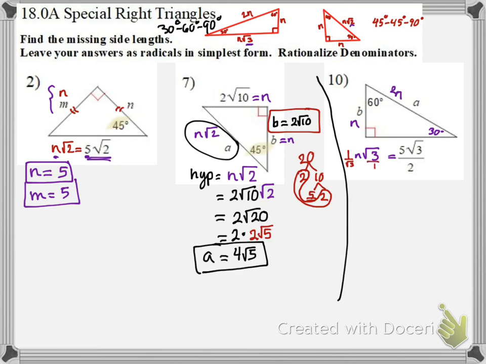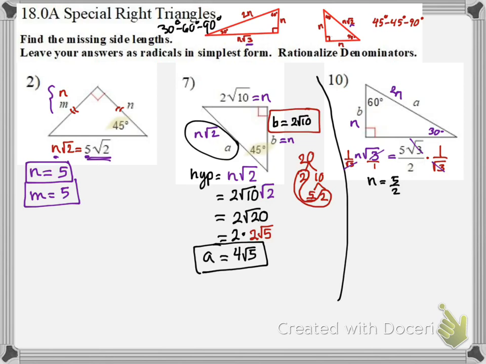Basically, reciprocal. Multiply by the reciprocal instead of dividing. So over here I'm going to multiply by 1 over root 3. That means I've got a root 3 here and a root 3 here that I can get rid of. I've got a root 3 here and here that I can get rid of. And I'm left with just n on this side and 5/2 on this side.